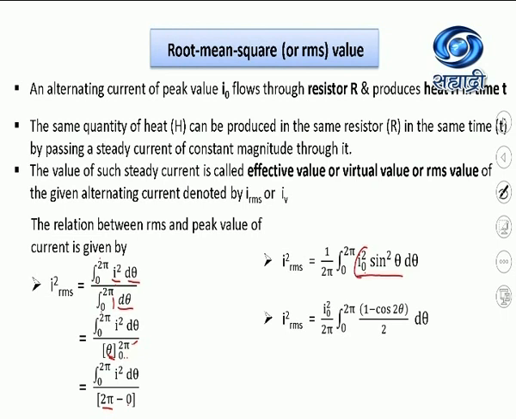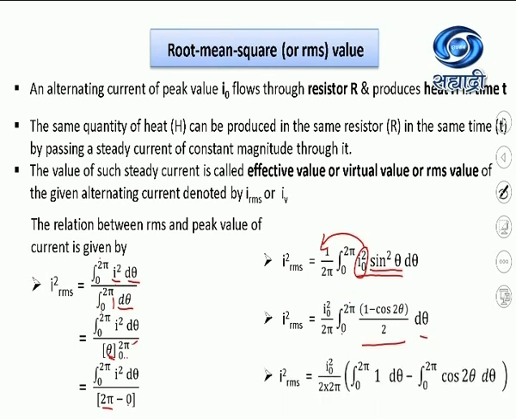Now I0 is a constant value which does not vary with respect to theta or with respect to time, and any constant can be taken outside the integral. So that's why we get I square RMS equals I0 square upon 2 pi integration from 0 to 2 pi of. Now by trigonometry we know that sine square theta equals 1 minus cos 2 theta upon 2, and the integration is with respect to theta. Now this 2 being constant can be taken outside the integration. So we get I square RMS equals I0 square upon 2 into 2 pi.